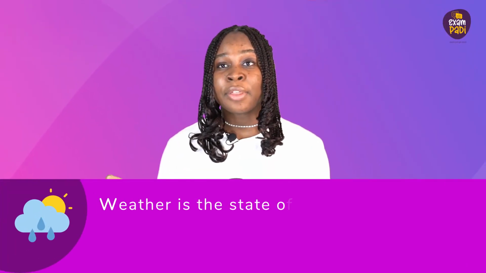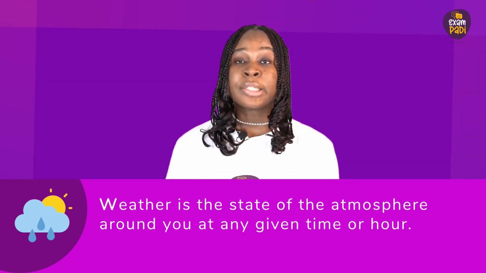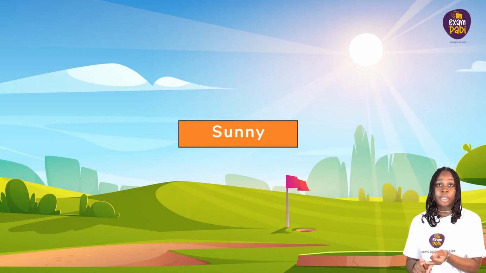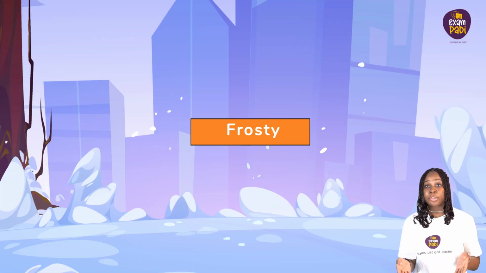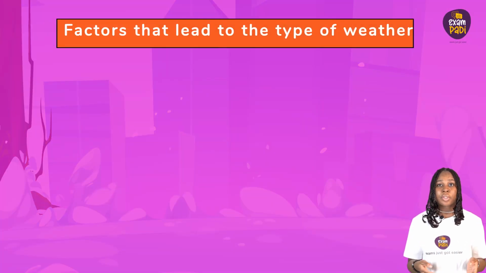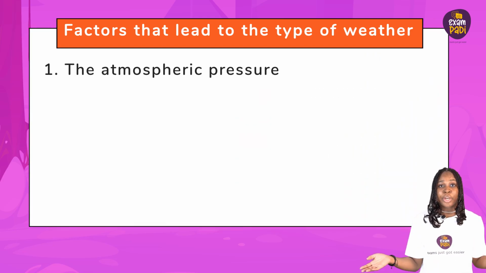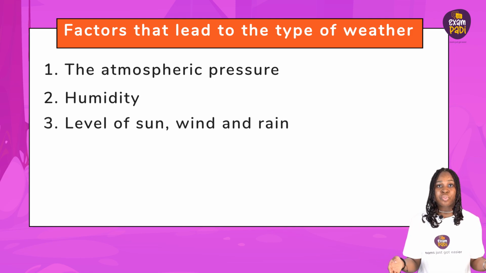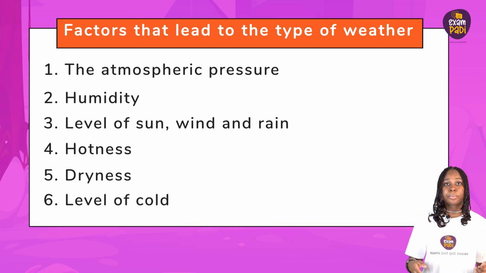Weather is the state of the atmosphere around you at any given time or hour. There are different states of weather, which include rainy, sunny, windy, cloudy, hot, cold, dry, foggy, and frosty. There are factors which lead to the type of weather available, and these include the atmospheric pressure, humidity, level of sun, wind, and rain, hotness, dryness, and level of cold.